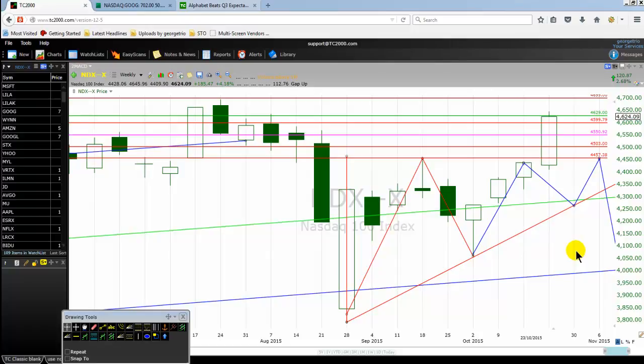You understand? So you see here, the pattern is still in place. Though the price gapped up now, let's see what will happen. So now you leave your triangle like this on your chart and you just follow the price.